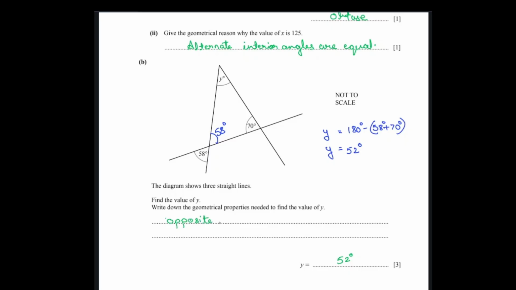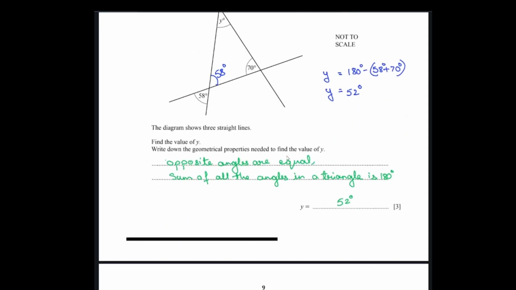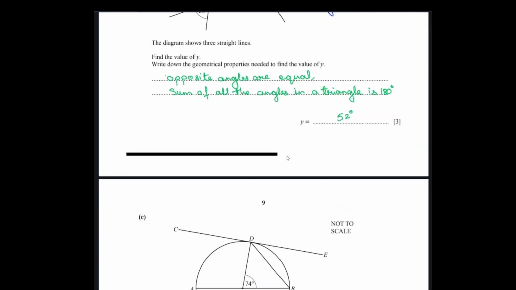We have used this property. Then sum of all the angles in a triangle is 180 degrees. This is the reason. Question number B is done. Question number C now.